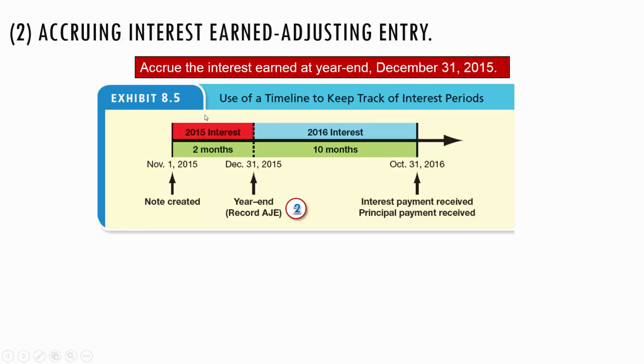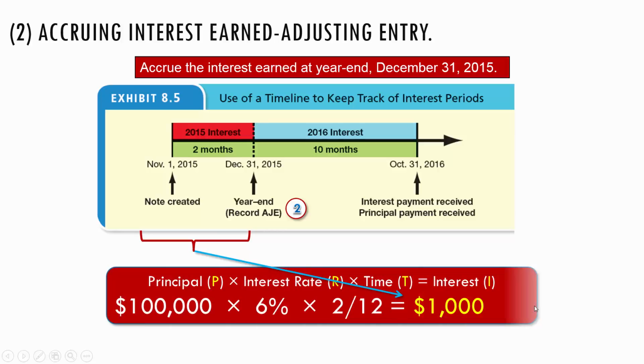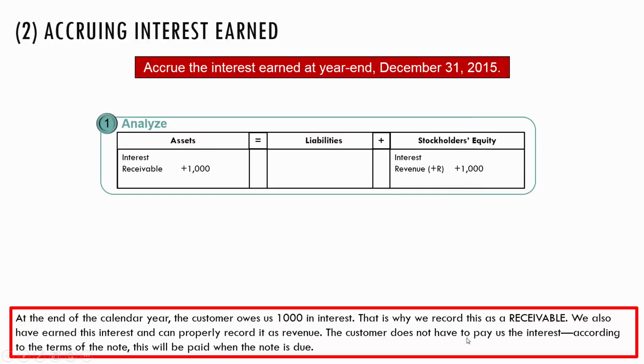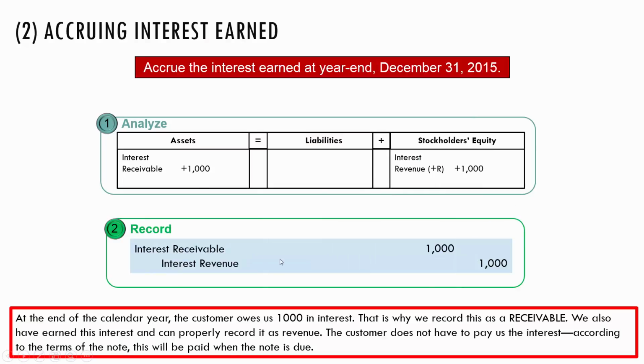Well, at the end of the month, we need to show that we have 2 months of revenue off of that particular note. So 100,000 times 6%, remember 6% is the annual rate, times 2/12 gets us $1,000. So we need to record $1,000 of revenue for that year for this particular note. Now, we don't get cash at that point. They're not going to pay us cash because we are not due this interest in cash until in the next time period when they pay off the note.